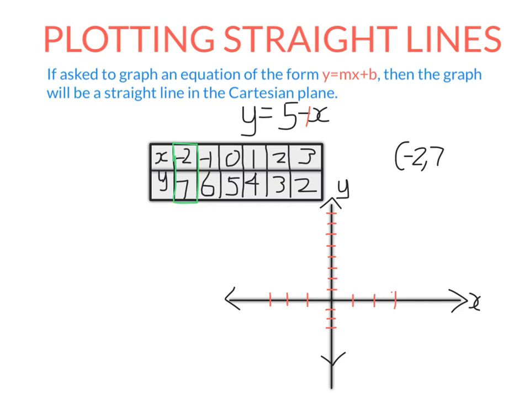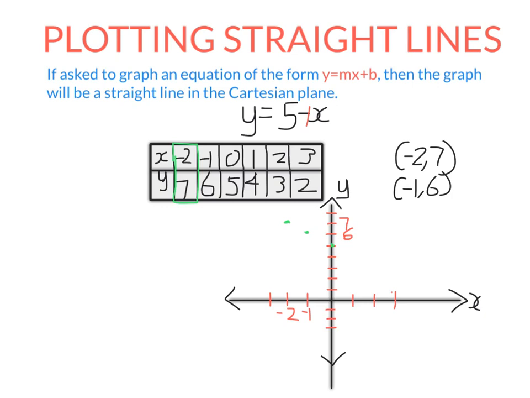So I'm going to plot the point minus 2, 7. I go across to x is minus 2, which is here, and I go up to y is 7 here. So all I'm going to do is plot that point where x is minus 2 and y is 7. I'm going to do the same for all the other points. The next point I'm going to plot is the point minus 1, 6. X is minus 1, y is 6. So I go across to x is minus 1, which is here, and up to y is 6, which is there. So minus 1, 6 is the point there. And then I'm going to do the same for all the others.